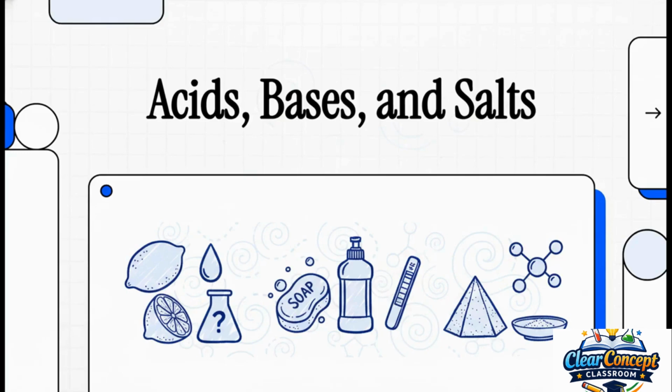Hey there and welcome. Ever wonder what gives a lemon that super sour kick? Or why soap feels kinda slippery in your hands? Well, the secret lies with three huge players in the chemical world: acids, bases, and salts. And trust me, these aren't just things you find in a science lab, they are literally everywhere. In your food, around your house, and even inside your body. So let's dive in and really get to know them.